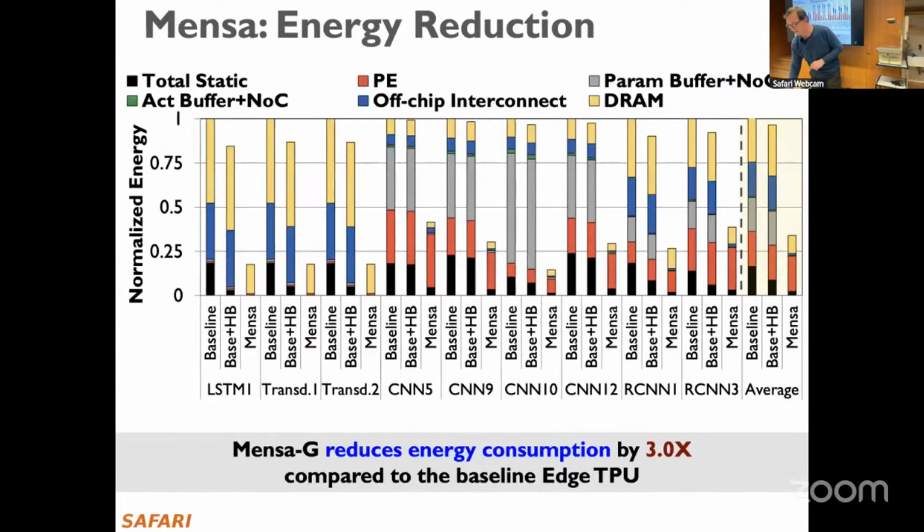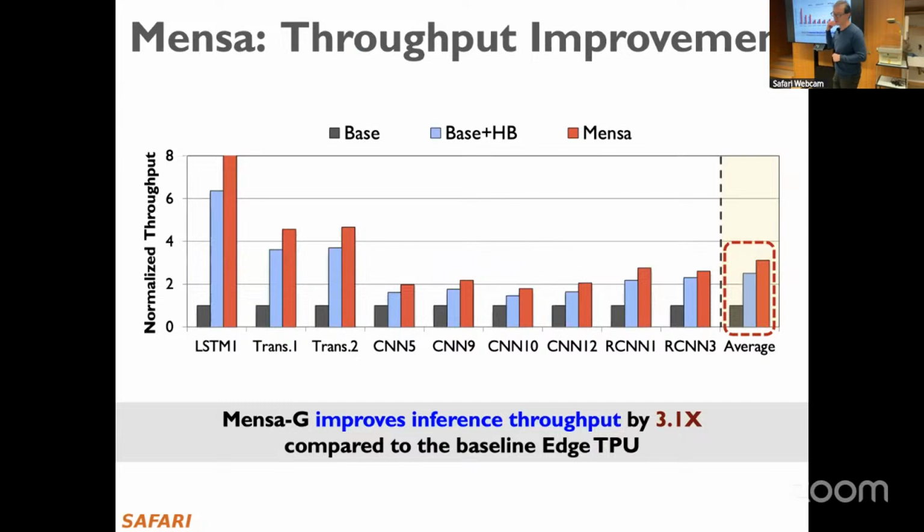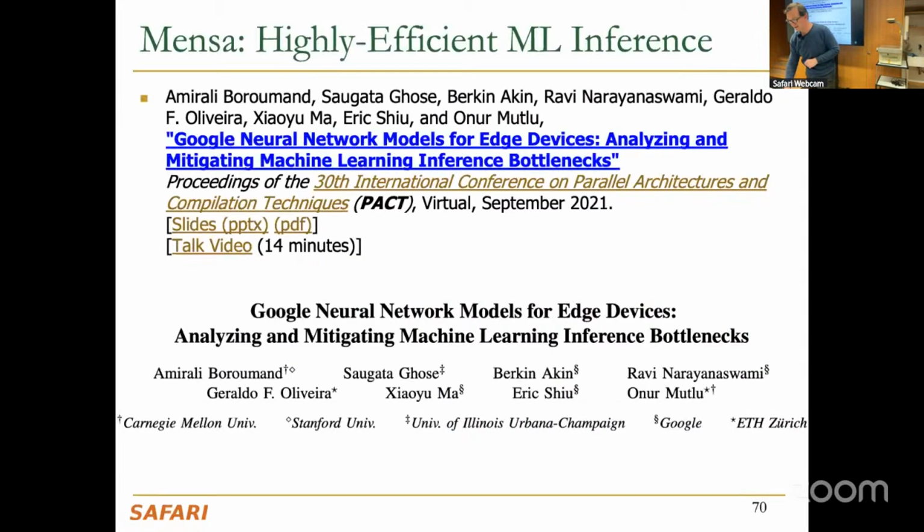And if you do that, you get actually significant energy consumption reductions, improvements, and also throughput improvements. Again, I will not harp on these numbers. You can read the paper for more detail, but you can customize a lot more. And we're still using only systolic arrays.